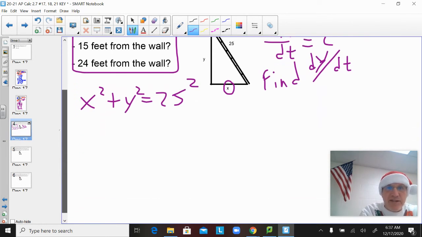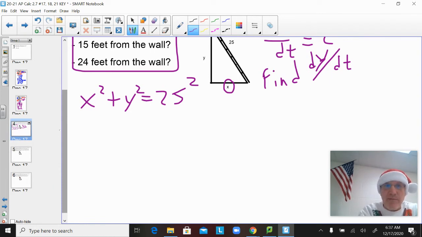All right, now let's take the derivative of that with respect to time. The derivative of x squared is 2x dx/dt.